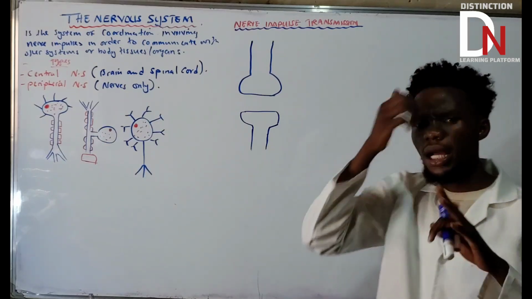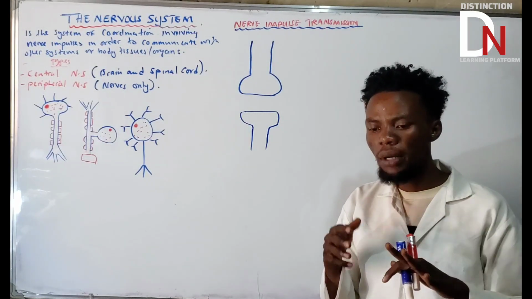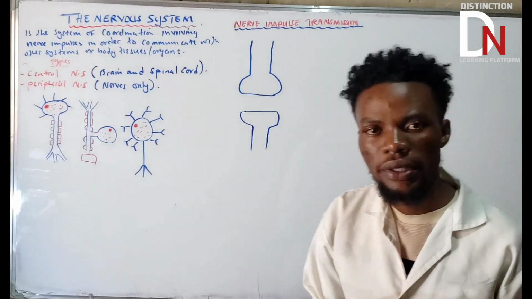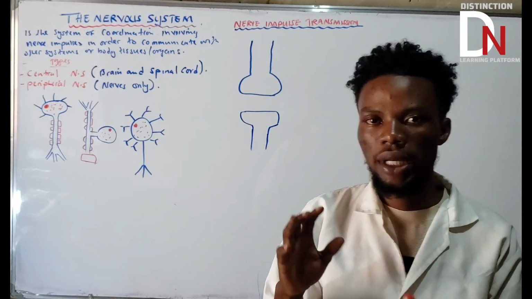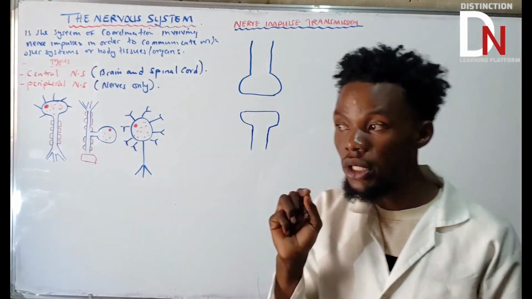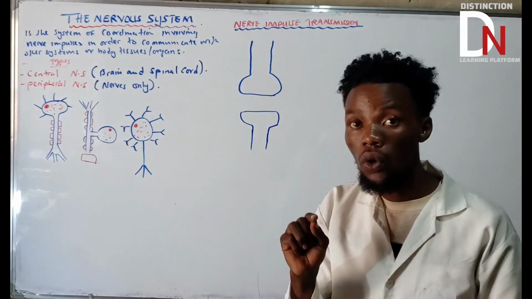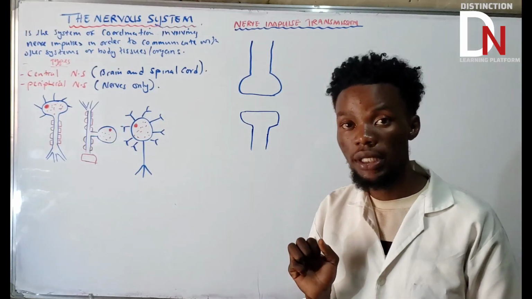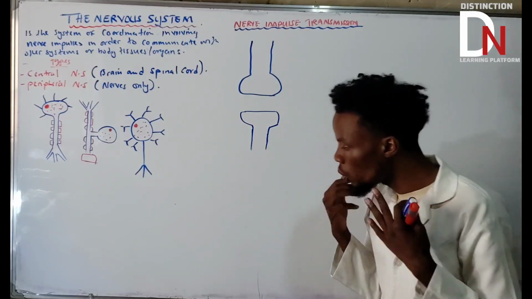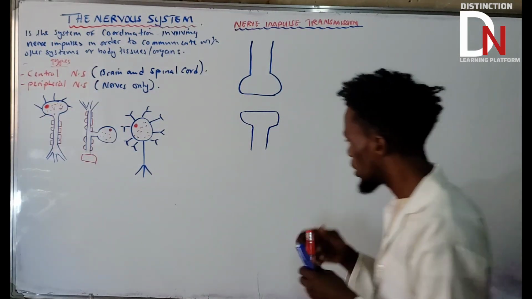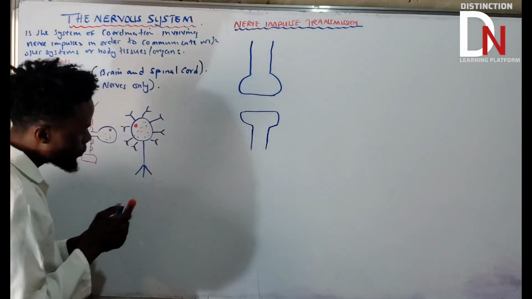Now, the question that you can ask: if you remember, if you studied the endocrine system, you will find that for a broad organ to communicate with one another, it was using hormones. Hormones are chemical messengers. Let me give you an example of what I'm talking about.